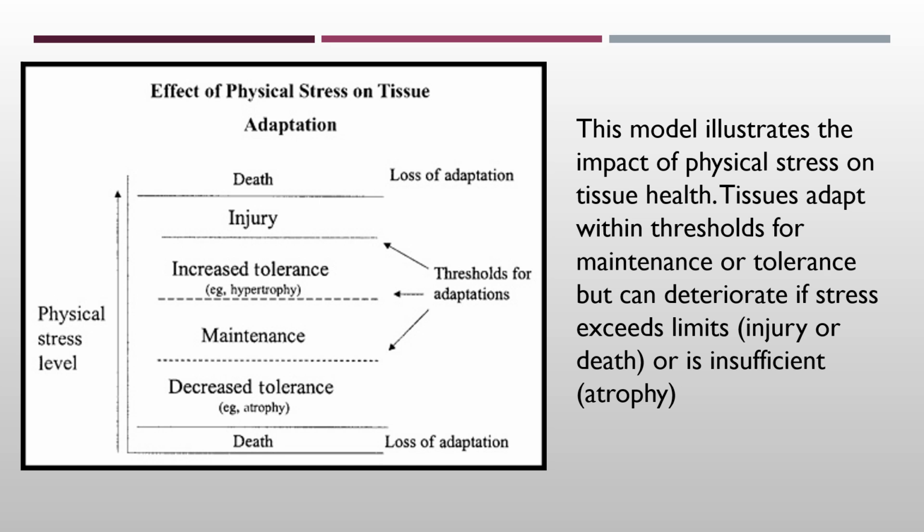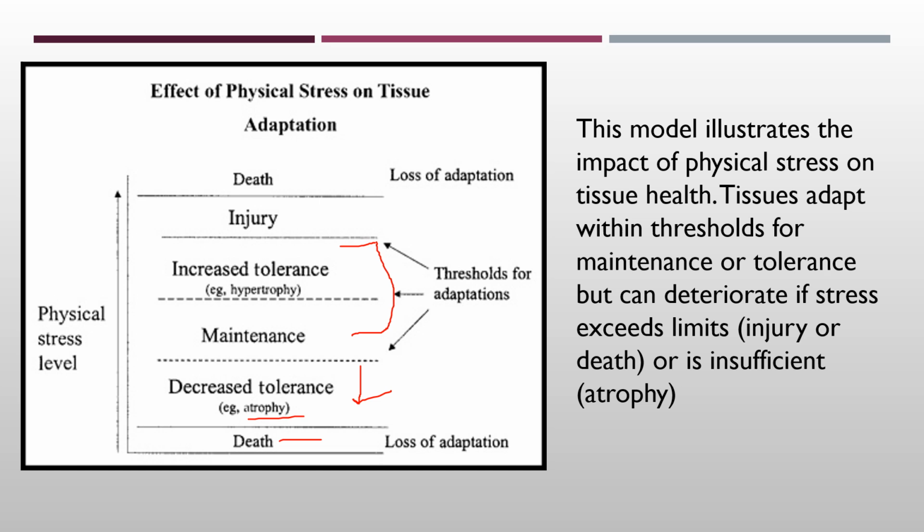So we talked about that physical stress theory. Here's just a little table that shows the impacts on our tissues with physical stress levels. So this is kind of the golden area right here. We have maintenance and we have increased tolerance. Those are where we want to stay within, okay? You can see that below maintenance, we see decreased tolerance levels, aka atrophy of muscle fibers. And then we have the death, which is our loss of adaptation of those certain cells.